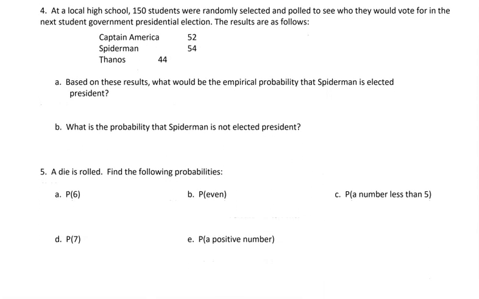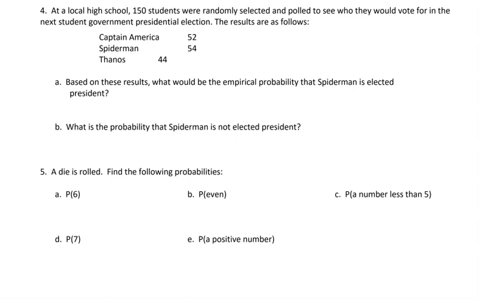Alright, at a local high school, 150 students were randomly selected and polled to see who they would vote for in the next student government presidential election. The results are as follows. Captain America got 52 votes, Spider-Man got 54 votes, and Thanos got 44 votes. Based on these results, what would be the empirical probability that Spider-Man is elected president?